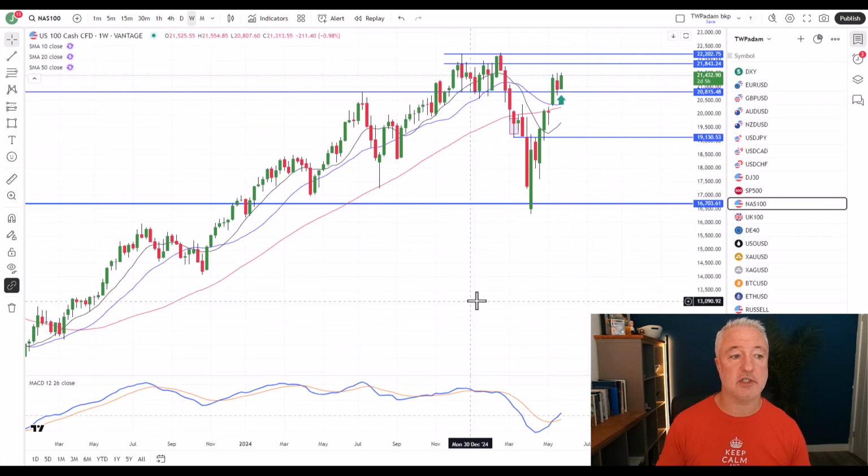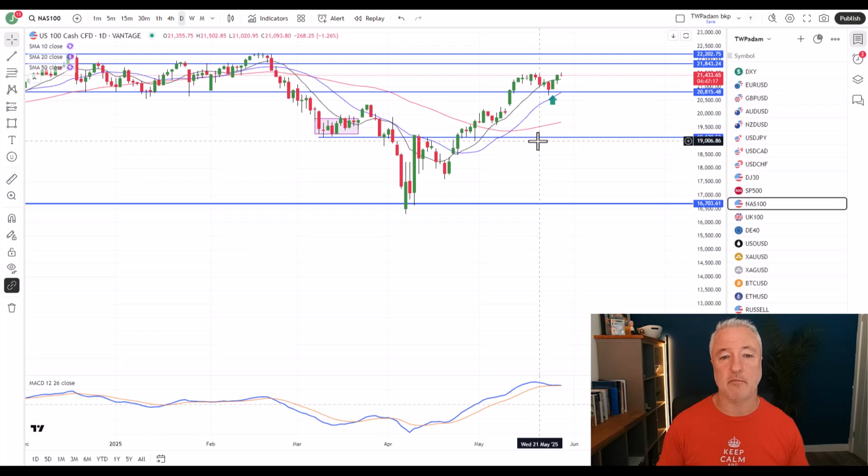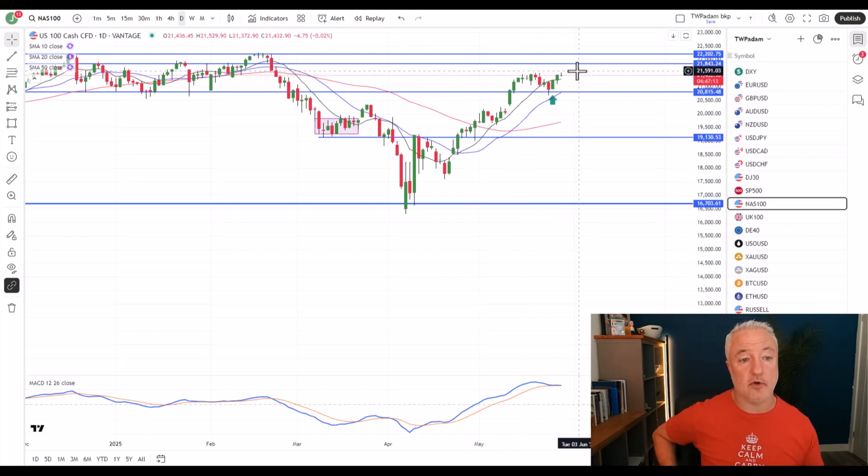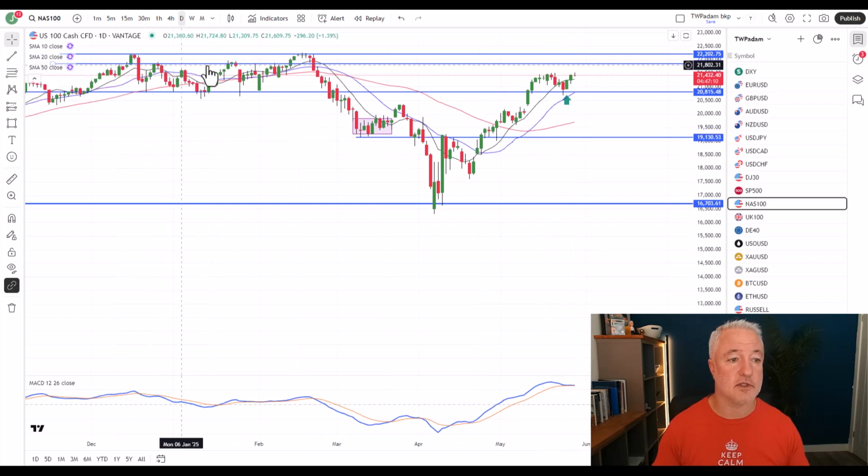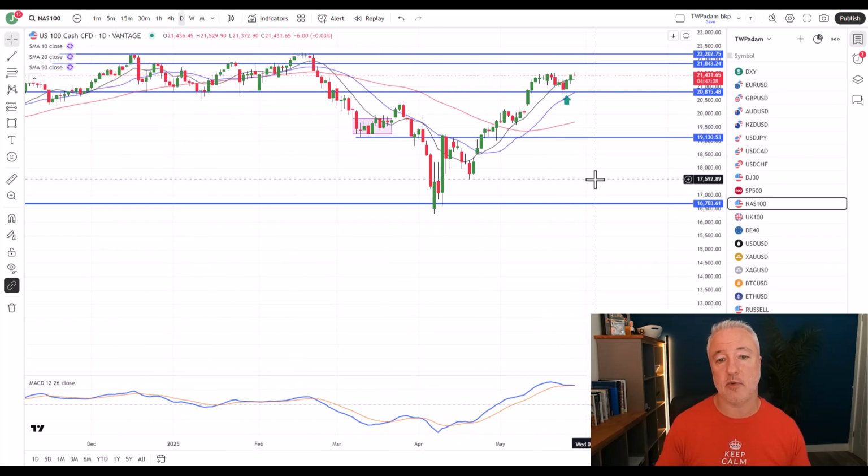NASDAQ's also looking bullish even as we speak. If we go down to that daily time frame, we've pulled back in. All of this looks nice and bullish, but we've got to see if the market can follow through. And you can see the recent levels of resistance where we are. So we need to see a continuation of that.